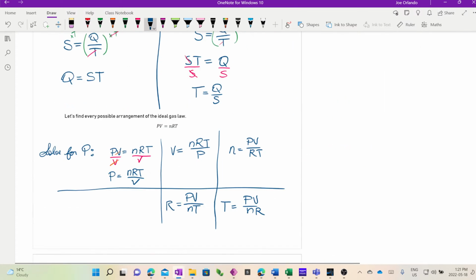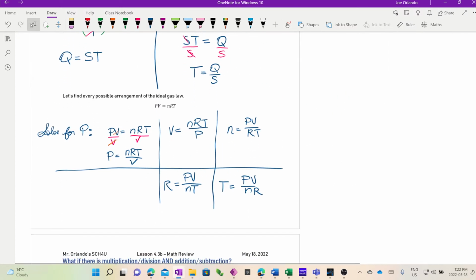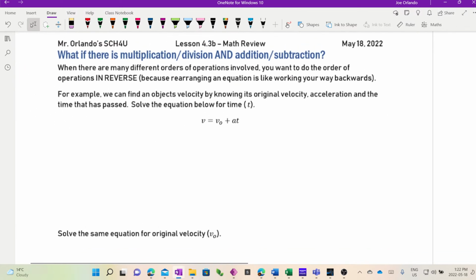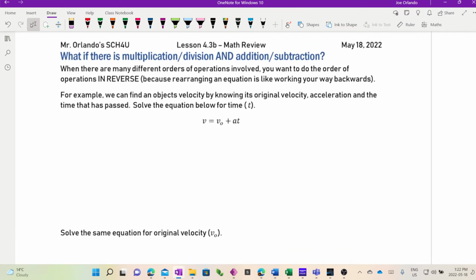Nice. Okay, so these are all single step. They may be more than one thing, but we've only been dealing with a single operation at a time so far. But of course, sometimes we will have more than one. If you want to know your final velocity, you can take your starting velocity and add the acceleration times time. This is a basic kinematics equation. Solve it for time. What would I do? Now, there's two things to do.